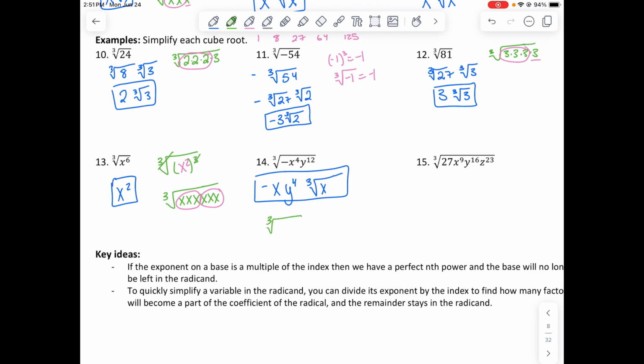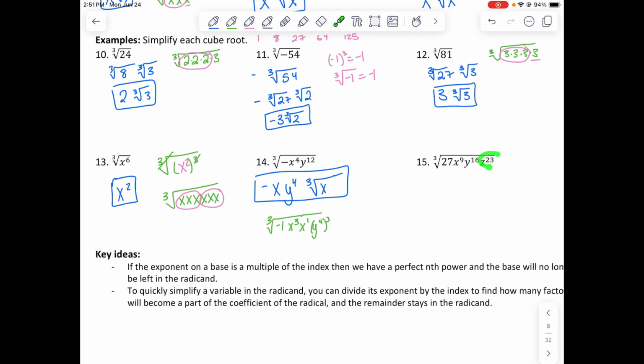If you'd like to do kind of an in-between step where you write out the cube root of -1, the cube root of x to the 3rd, and then you have this extra x to the 1st, and then the cube root of either y to the 12th, or you could write y to the 4th to the 3rd if that's something that works better for you. We have all these different strategies. You just need to find what works for you.